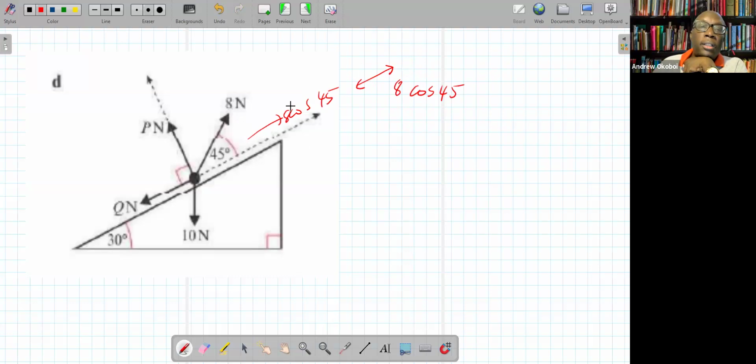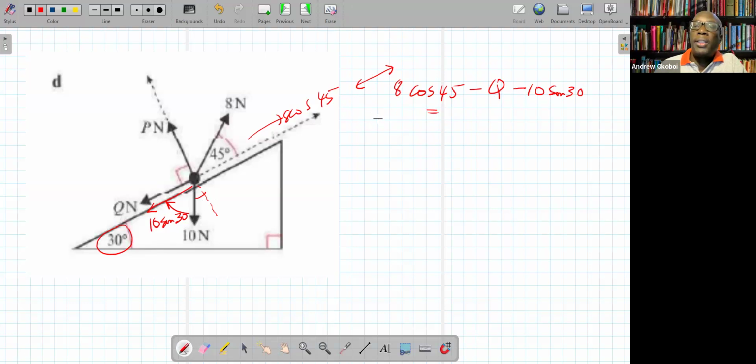Do I have any other horizontal ones? Yes, I have Q, which is in the opposite direction. Now, even this 10 has to be turned this way, and now it becomes 10 sine 30. Remember, this is 30 degrees here because it's the same as the one here, and I'm turning away from it. So this is now minus 10 sine 30 degrees. So whatever that answer comes to is now my horizontal component.